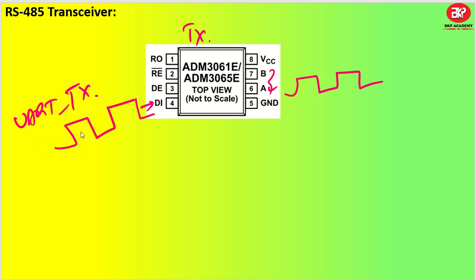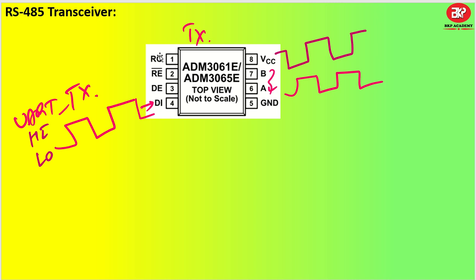So the same signal is the input and the same signal is there at the driver output as A, non-inverting. Now B is inverting. It means whatever is low becomes high and whatever is high becomes low. So at B it will look like this. Understood? This is what is called inverting and non-inverting outputs. So that's all.